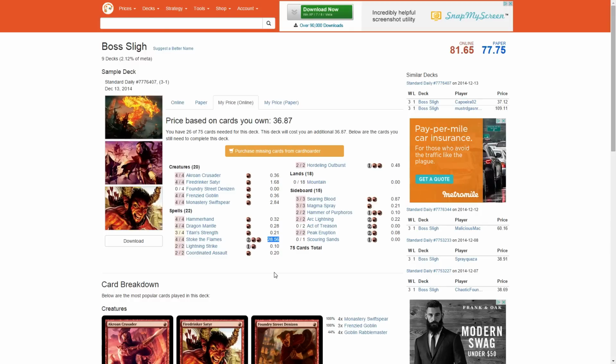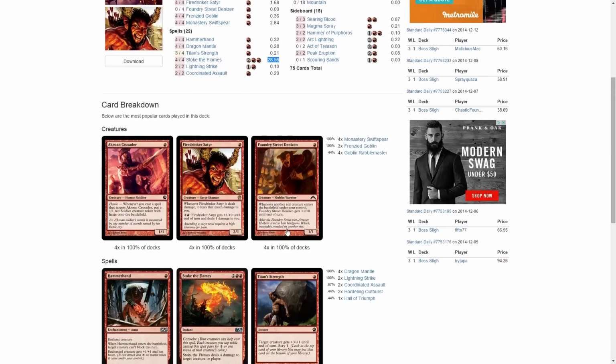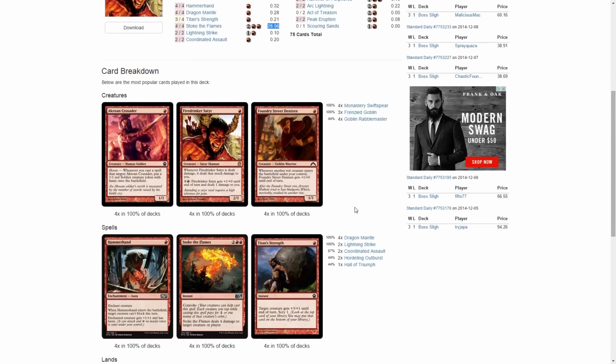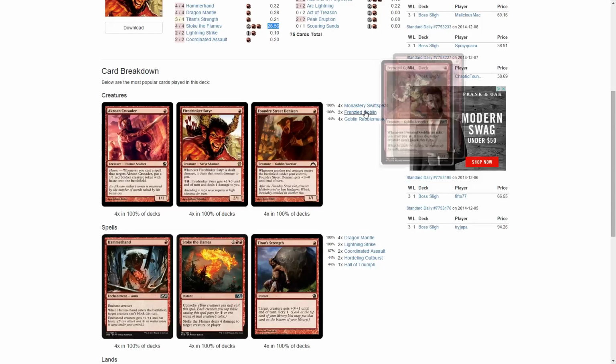So basically the majority of this deck is tied up in the four Stoke the Flames. So if I were so inclined, I could replace these four with a budget substitution and then build this deck for seven tickets. If you scroll down on our archetype page, you'll see what the most common cards being played are. So you can see everyone includes a four of Crusader, Satyr, and Denizen, Swift Sphere, and Frenzy Goblin.